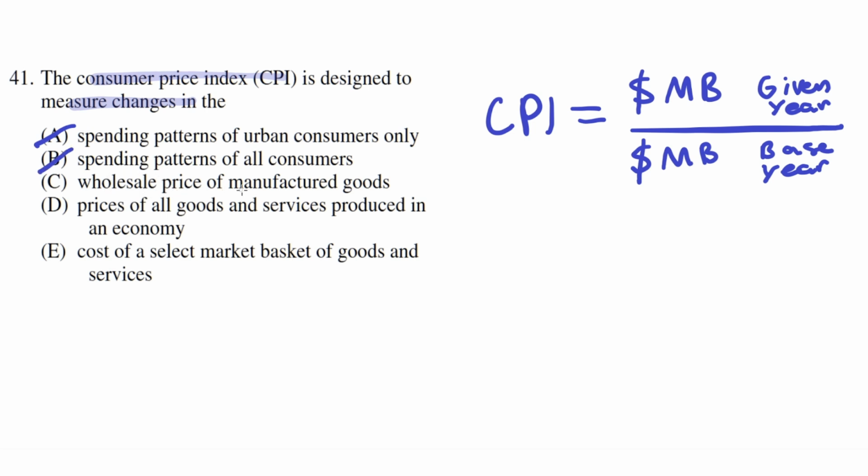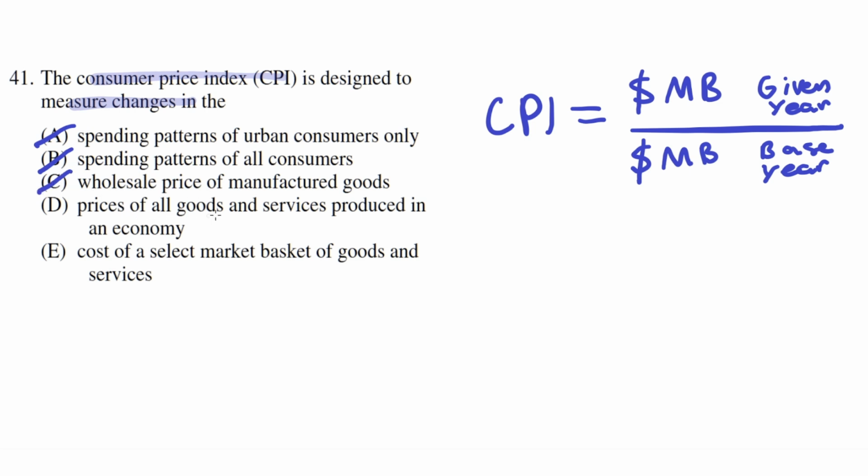C. Wholesale price of manufactured goods. This is incorrect because the CPI doesn't measure the price of all manufactured goods, it only measures the price of goods typically bought by the consumers, so C is incorrect.